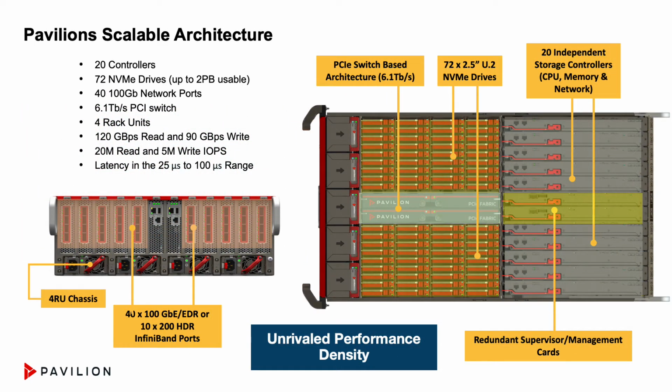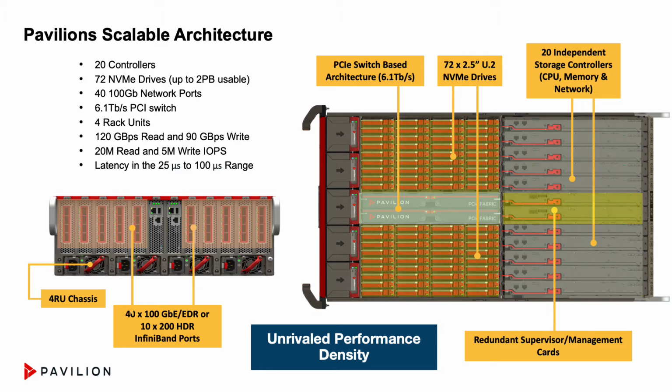Before Phil actually gets into the demonstration, let's give a brief overview of Pavilion's scalable architecture. The picture on the left is a rear view, picture on the right is a top view. We have a multi-controller architecture. We can have up to 20 independent storage controllers, all with their own CPU, memory, and network. We have up to 72 NVMe drives that today could lead us up to almost 2 petabytes of usable capacity. We can have up to 40 100 gig Ethernet or InfiniBand ports, all tied together by a 6.1 terabit PCIe switch. All this internally packed into 4 rack units.